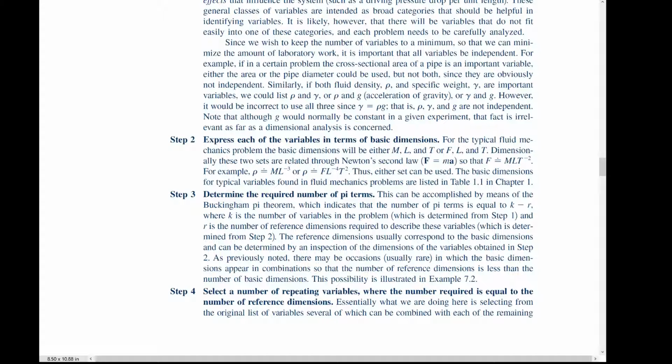Step 2. Express each of the variables in terms of basic dimensions. How many steps are there? Are there 12? I only see 4 so far.